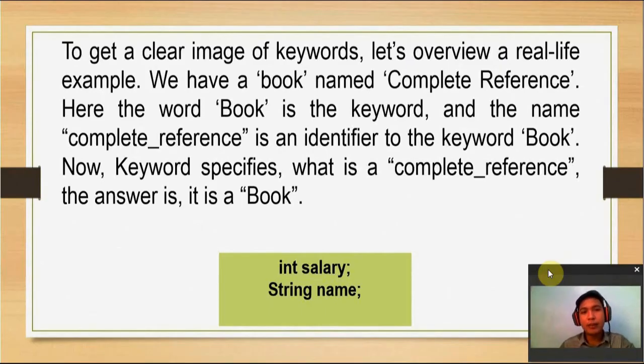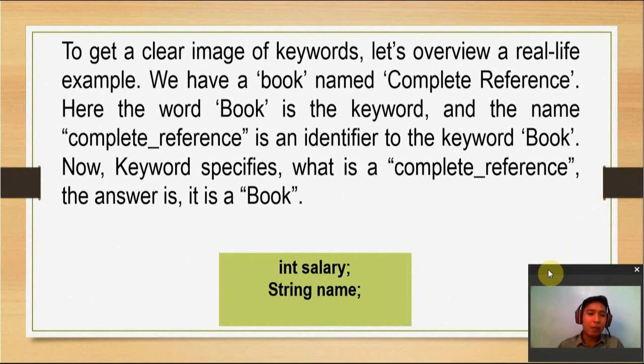To get a clear image of the keyword, let's look at a real life example. We have a book named Complete Reference. Here, the word book is our keyword and the name Complete Reference is the identifier of the keyword book. Now, the keyword specifies what Complete Reference is. The answer is, of course, the book.